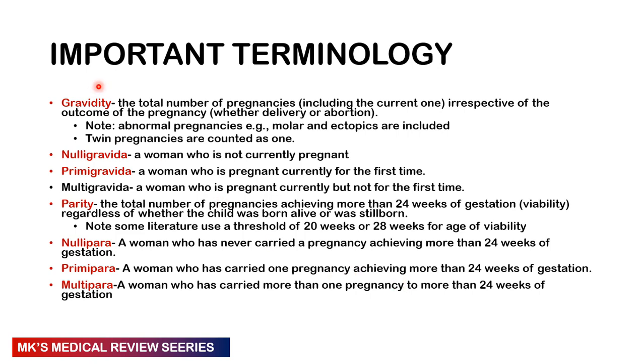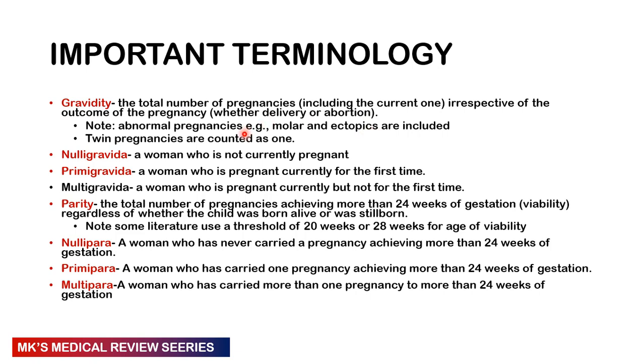So the first one is gravidity. This is just simply the total number of pregnancies, including the current one, irrespective of the outcome of the pregnancy, whether it was an abortion, whether it was a delivery, a stillbirth, or whatever the outcome may be. And remember that abnormal pregnancies such as molar and ectopics are often counted. And if it's a twin pregnancy, for example, we count it as one.